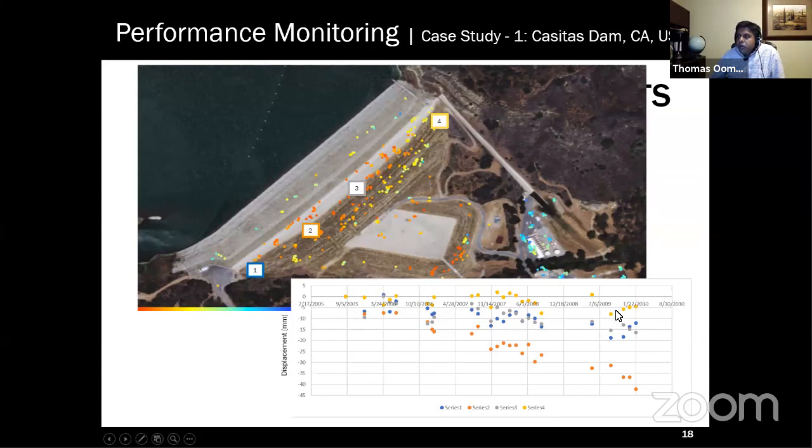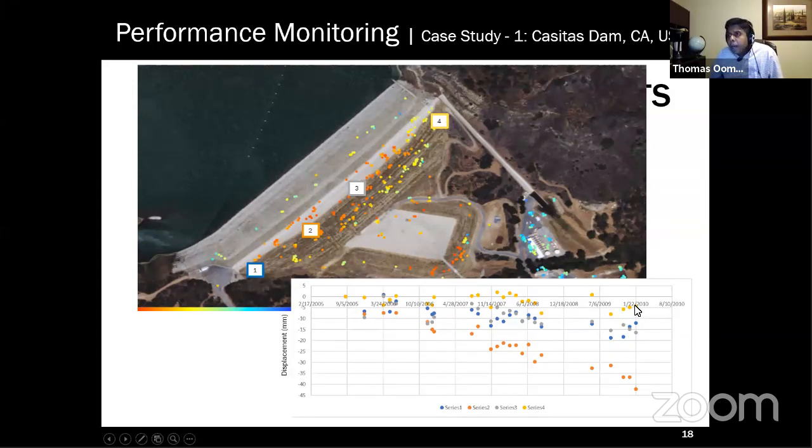So 4 has the minimum movement. It is pretty stable, almost within the margin of error. Points 3 and 1 are showing some movement, but not that much. But point 2 is certainly showing much higher movement. You can see that in that five-year period, it has moved about 45 millimeters compared to the other points, where 3 and 1 only moved about 15 millimeters and 4 only moved less than 5 millimeters.